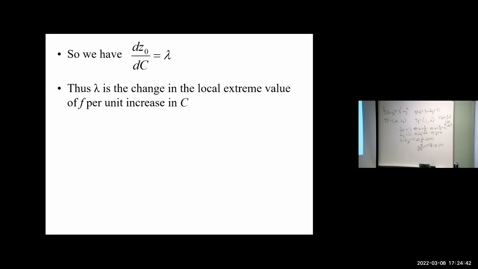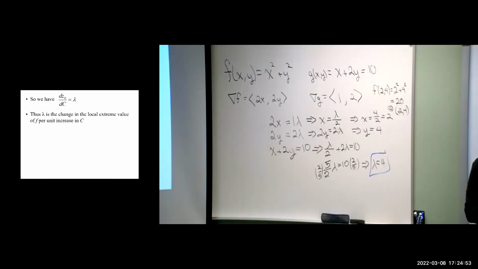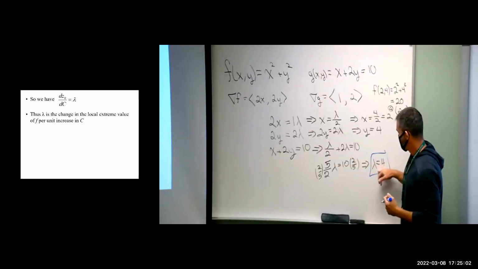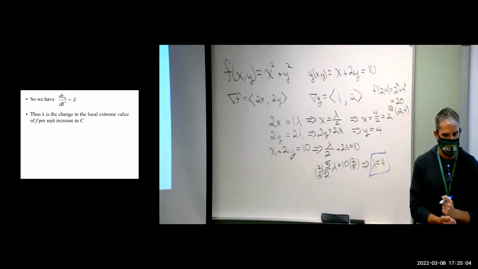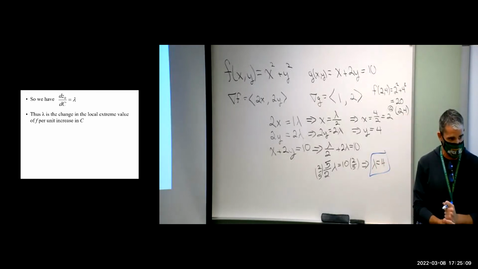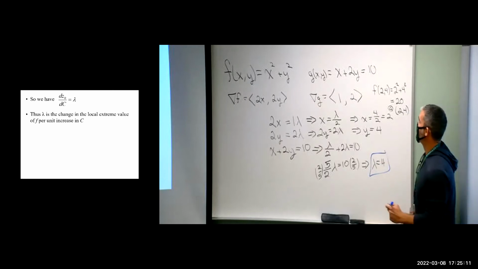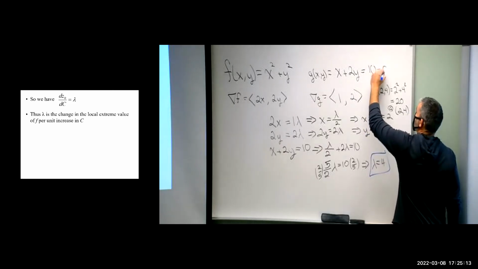All right, let's talk about how we would use that in our context over here. We found that lambda was 4. Again, this is going to take a second to process, but I'm hopefully going to get a problem for you guys to do today that will help you with this concept. Lambda is a change in the optimal value with respect to a change in the constraint. Our constraint here was 10.